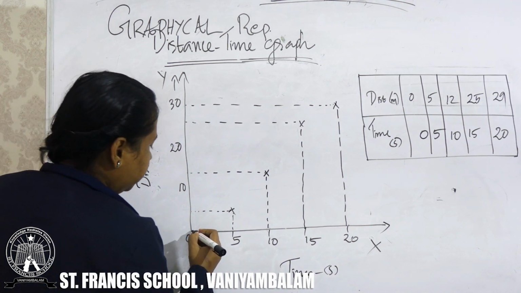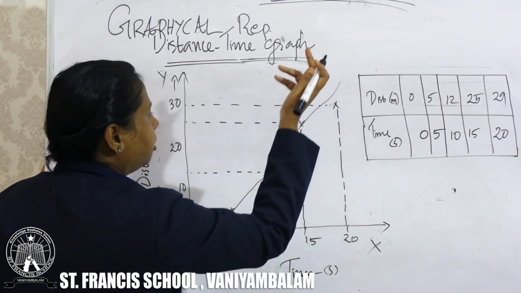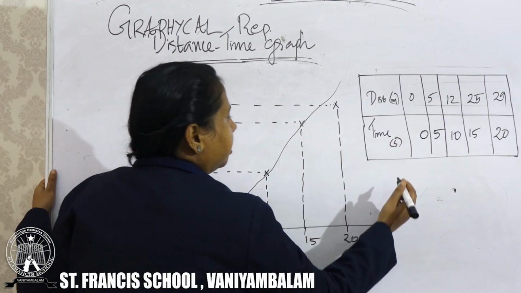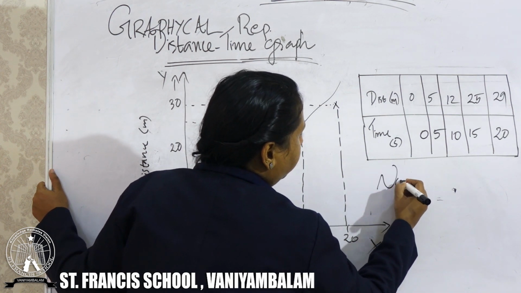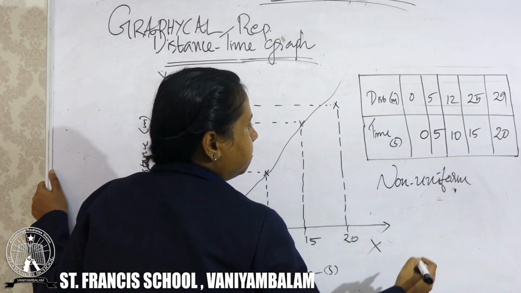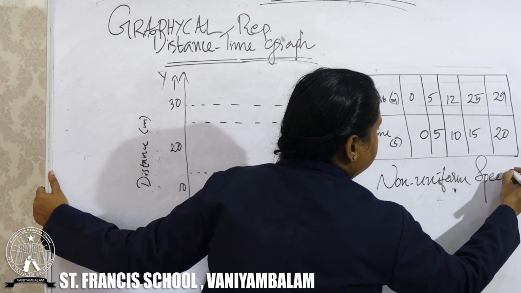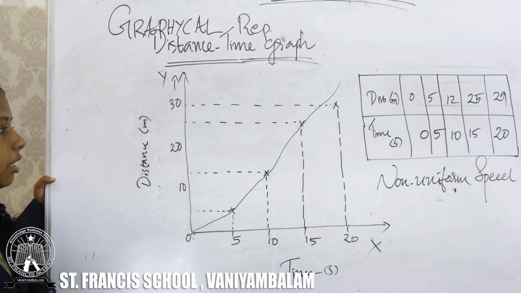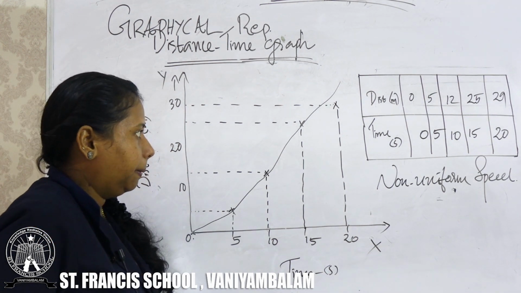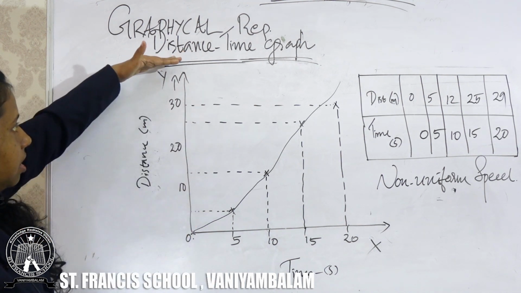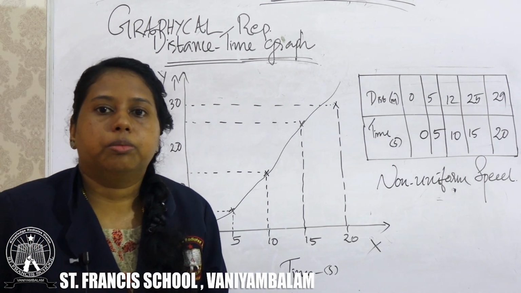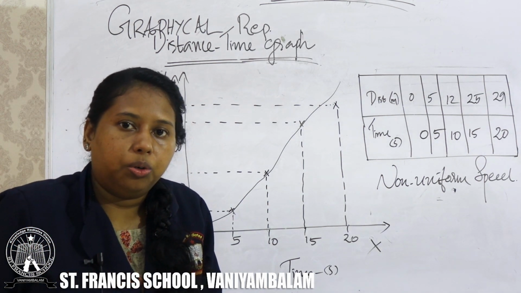So what will be its graph? Will you get a straight line? No, you won't get a straight line. This is non-uniform speed, the object which is moving non-uniformly. So this is about the distance time graph of uniform speed and non-uniform speed.